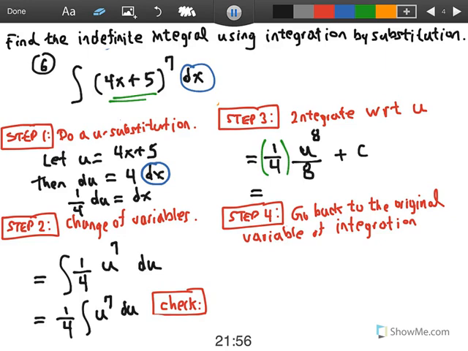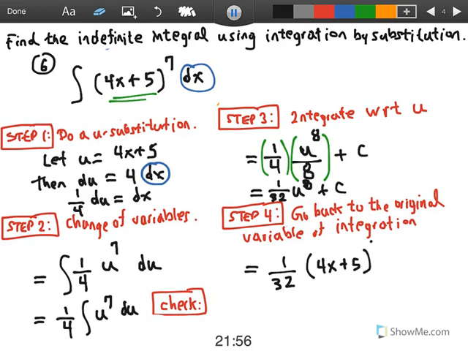And of course, you can multiply 1/4 times u to the 8th over 8 to give you 1 over 32 times u to the 8th plus c. And now we go back to our original variable of integration, and we get 1 over 32. U is 4x plus 5, and we're going to raise that to the 8th power plus our constant of integration.